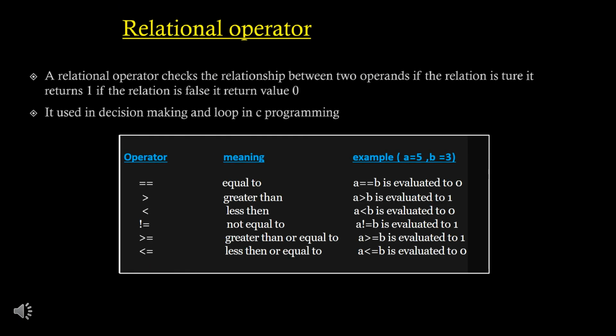Relational operators are used to compare two values. They determine the relationship between them and return a Boolean value, true or false. These include equal to, ==, not equal to, !=, greater than, >, less than, <, greater than or equal to, >=, less than or equal to, <=. For example, if (a > b), print a is greater than b.